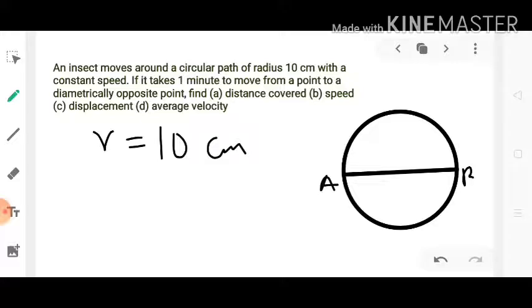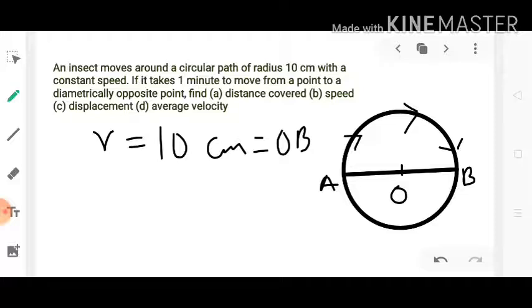So let us mark it as AB and the center as O. So radius is 10 centimeter, obviously. OB and OA both are equal to 10 centimeter. Let us mark the direction. It is traveling, suppose, from A to B in 1 minute. So first we need to find out the distance covered.